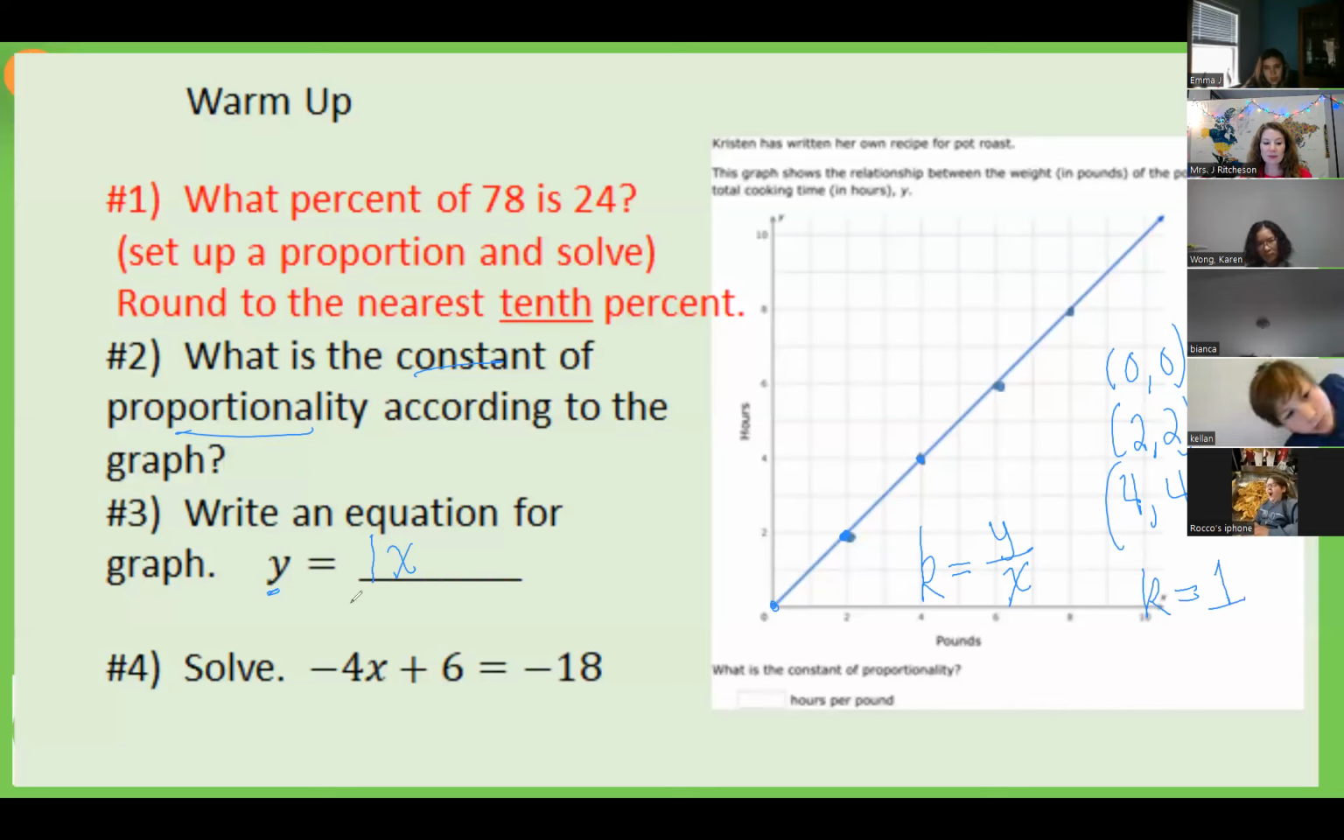And then number 4 is a 2-step equation. Everybody give that one a try, please. I want everyone to try to send me an answer. Even if you're wrong, send me an answer for number 4, please.